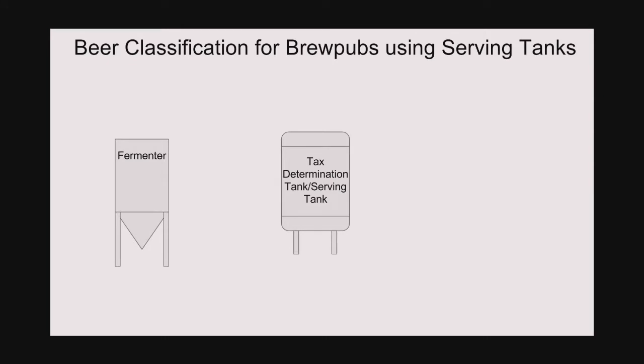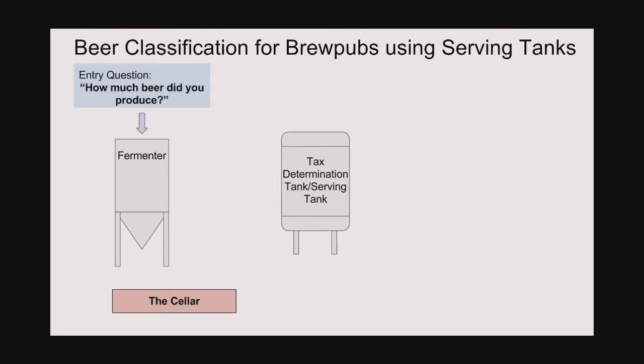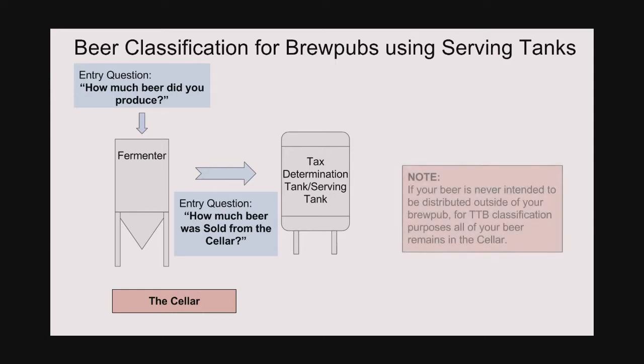The process for a typical brewpub is quite a bit different. Typically there are only fermenters and then tax determination tanks or serving tanks. So when you answer the question how much beer did you produce, this goes directly into your cellar. And then when you transfer this beer to your tax determination tank or serving tank in order to carbonate, you answer the question how much beer was sold from the cellar. Because this beer never leaves your brewery, you don't need to go through the extra step of racking the beer to a carbonation tank or a bulk tank.